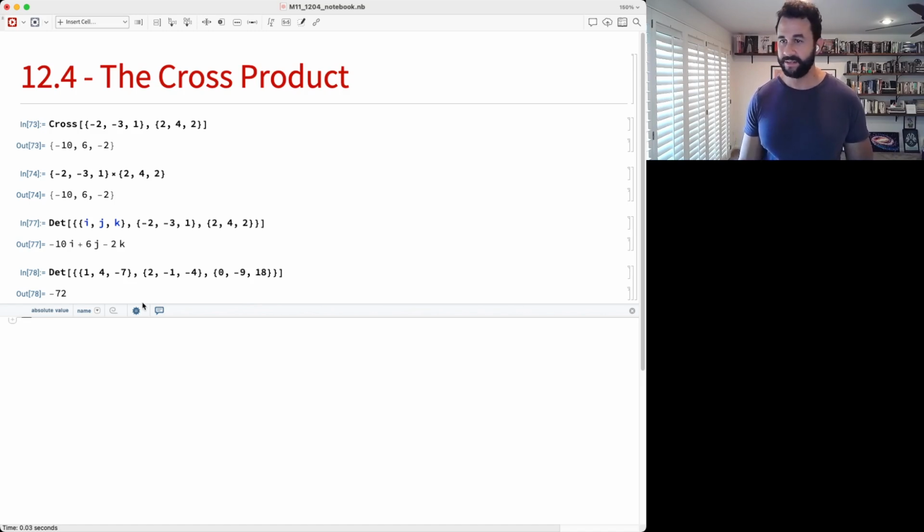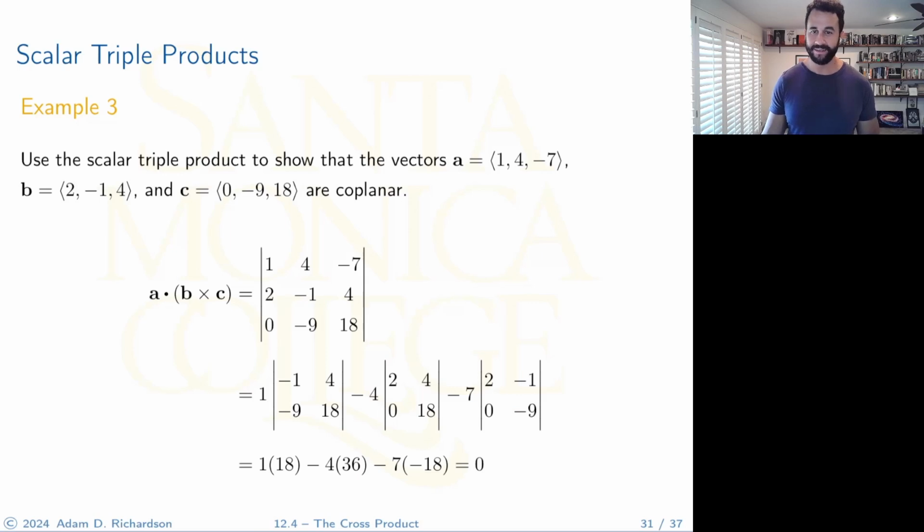Ah, yes, there is an error here. This is one of the reasons we like technology, because it should agree with what we computed by hand, right? I realize I have a typo here. The first vector is 1, 4, -7, but the second vector is 2, -1, +4. And then the third vector is 0, -9, 18. Let's run that again. Boom, there it is. Nice. So, helpful Mathematica commands. Technology can be your friend as long as you know how to use it and don't overly rely on it.